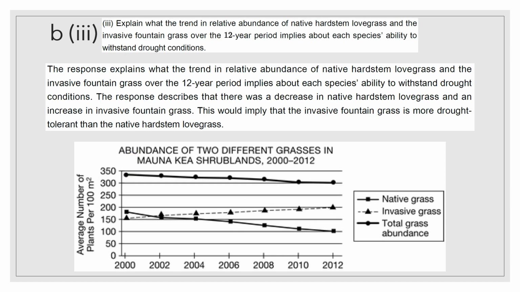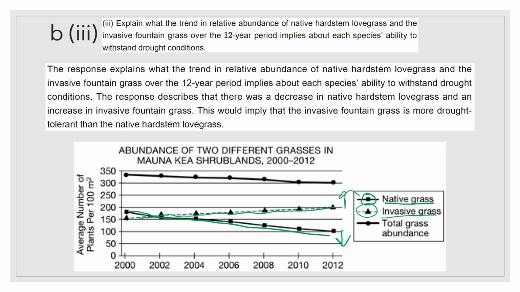Okay. Number 3. Explain what the trend in relative abundance of native hardstem lovegrass and the invasive fountain grass over the 12-year period implies about each species' ability to withstand drought conditions. So if I were to look at the relative abundance, those are the numbers that I see plotted here. I take a look, and the square is my native grass, and it looks like it is generally decreasing. Okay, and the invasive species, triangle, is increasing.